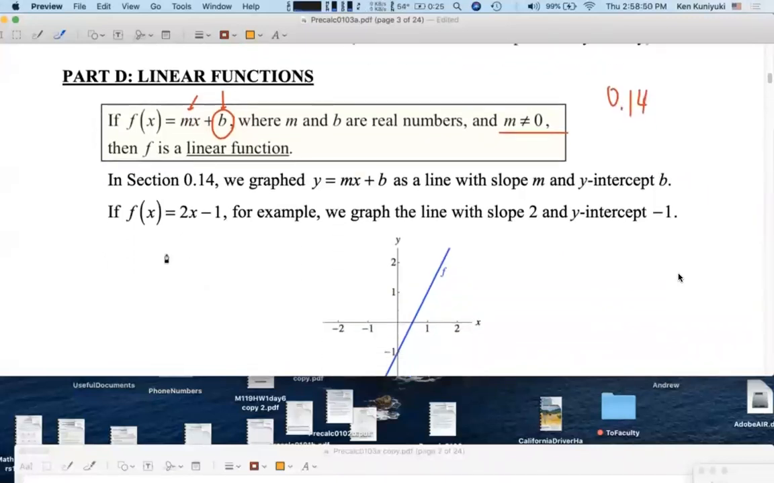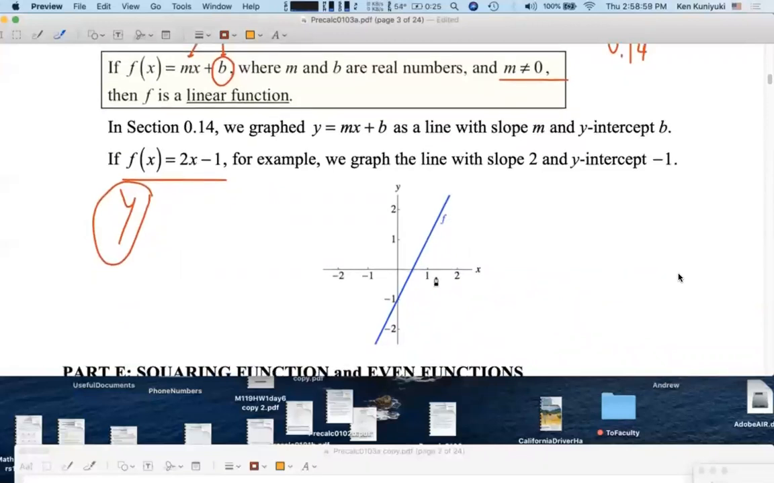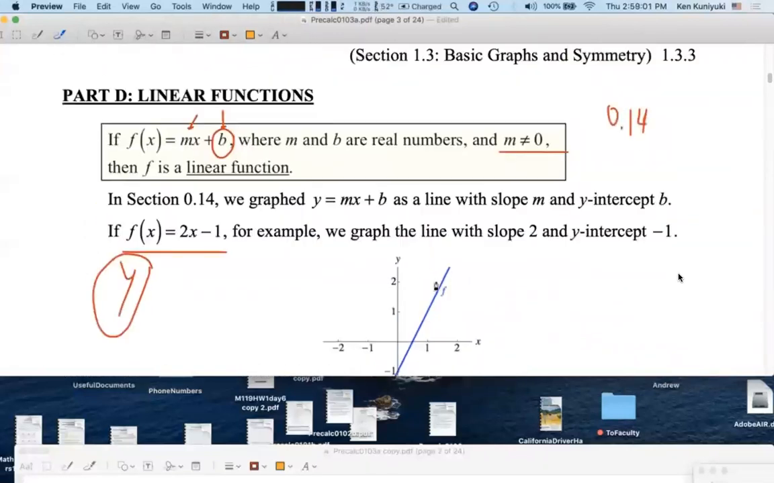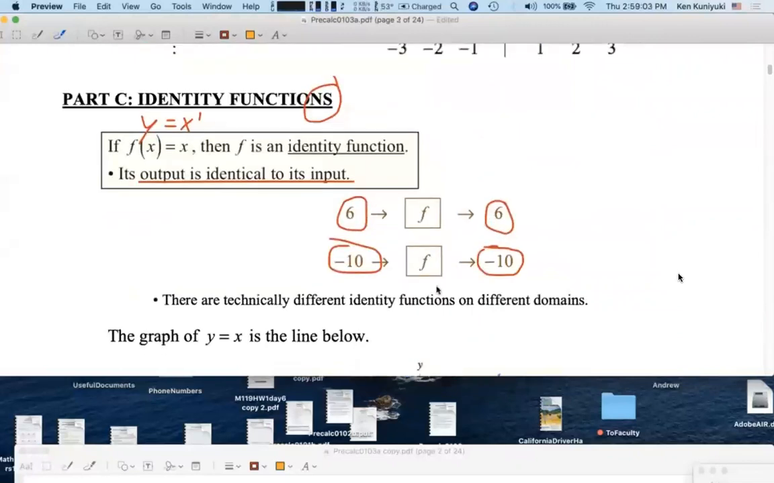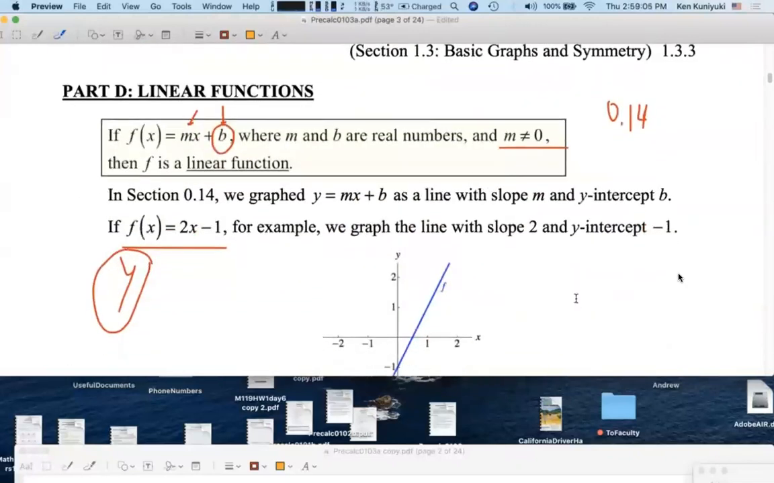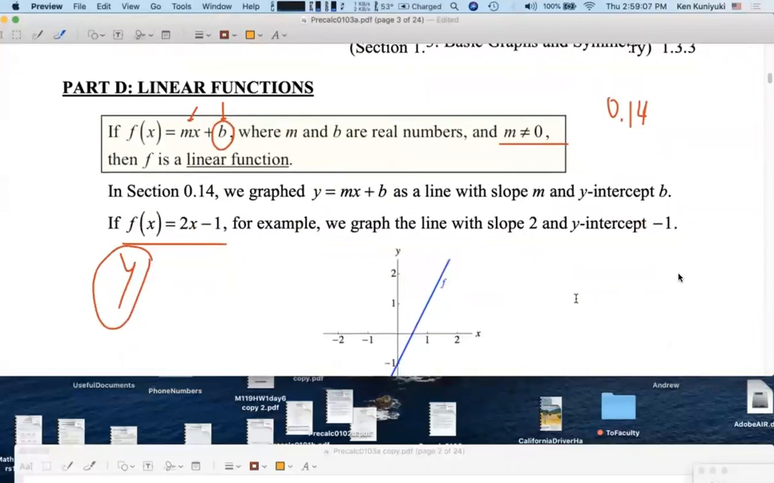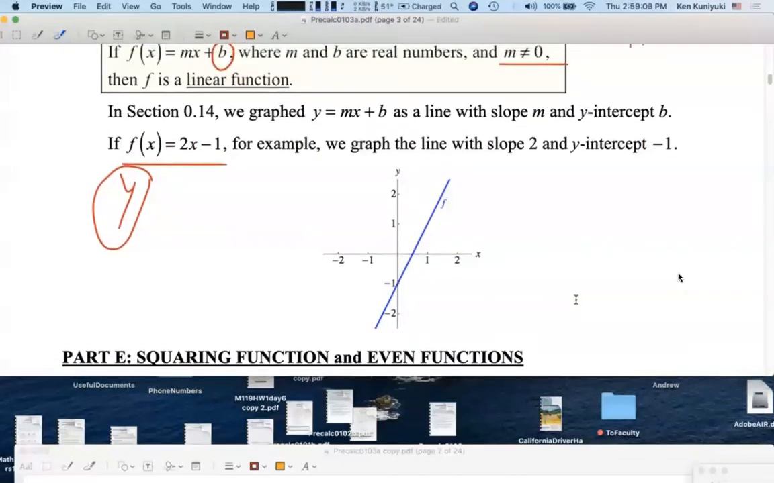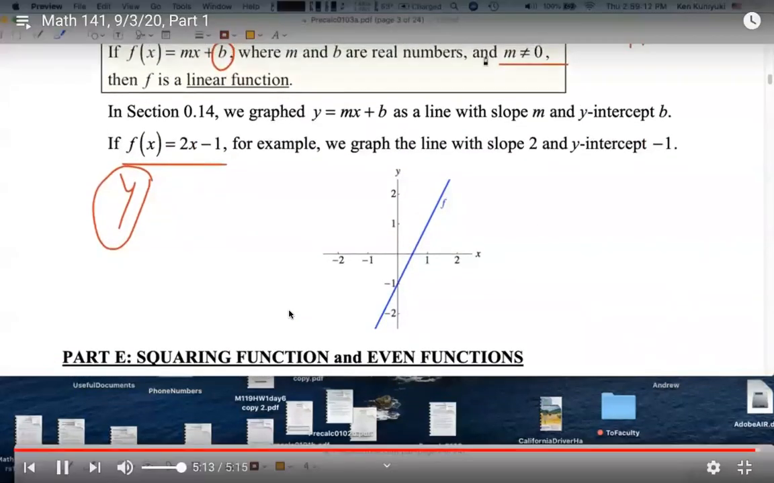So for example, if you have f of x equals 2x minus 1, well, how do you graph y equals 2x minus 1? You'd graph it as this slanted line here. So again, the identity function is an example of a linear function, but there are many more. Next up, we're going to look at some nonlinear functions and ideas of symmetry.